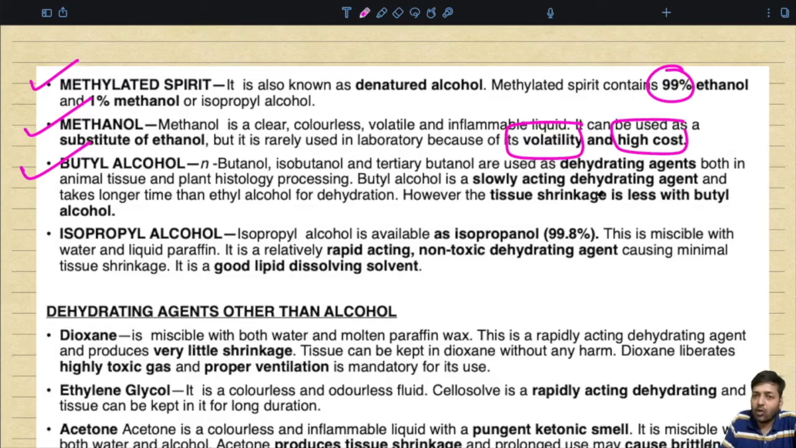Then we have butyl alcohol, again used as a dehydrating agent both in animal and plant histology processing. It is a slowly acting dehydrating agent and takes longer than ethanol. However, remember the tissue shrinkage is less with butyl alcohol.